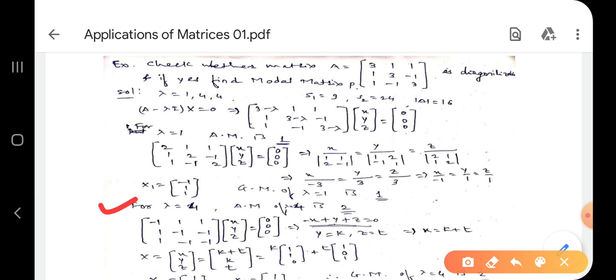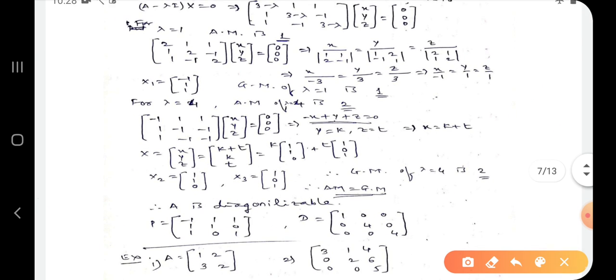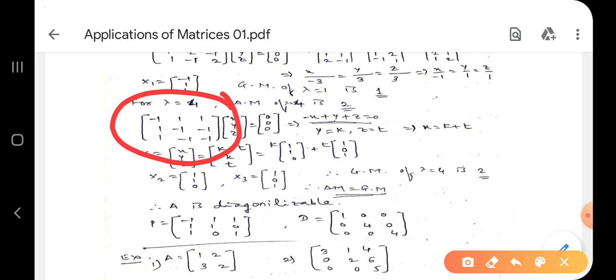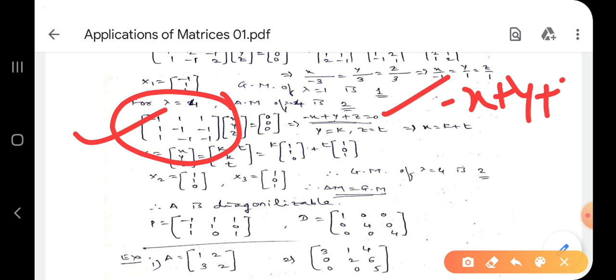Put here lambda equal to 4. I get 3 minus 4, which is minus 1, then 1 1 as it is. Again 1, 3 minus 4 is minus 1, minus 1. Then 1, minus 1, minus 1. If you see carefully here, if I multiply the first row by a minus sign, I get the same matrix. So all equations are the same, and only one equation is there, which is the first equation. If I consider minus x plus y plus z equal to 0, there is only one equation.